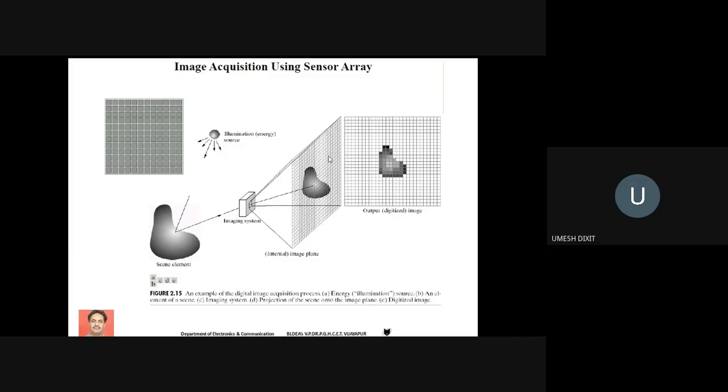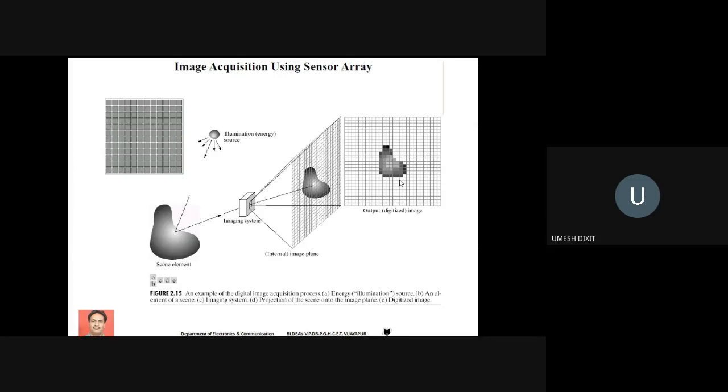Okay, so this is the internal plane we have, and at the output side, by using this internal plane, we are going to form a digitized image. So in the next class, we are going to discuss how a digitized image is formed.